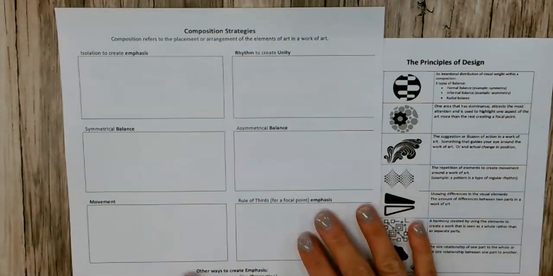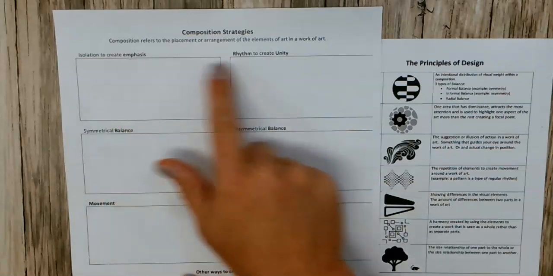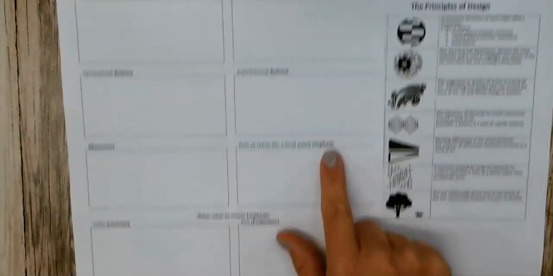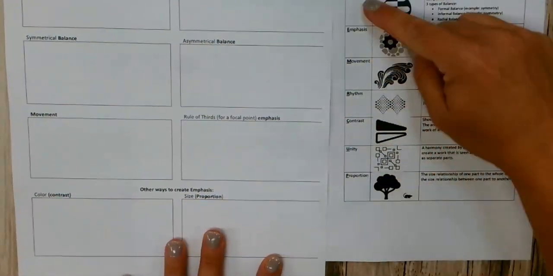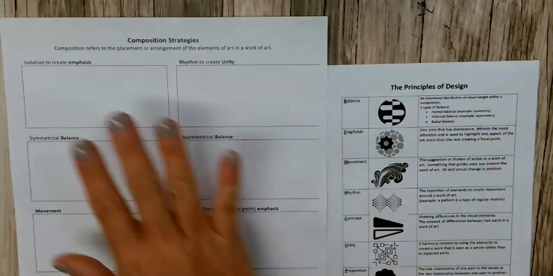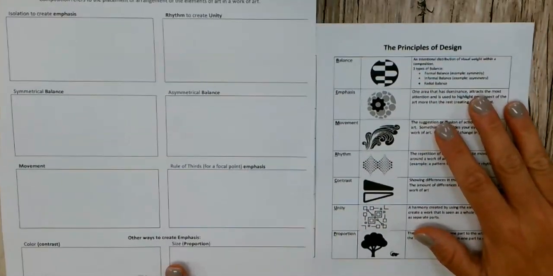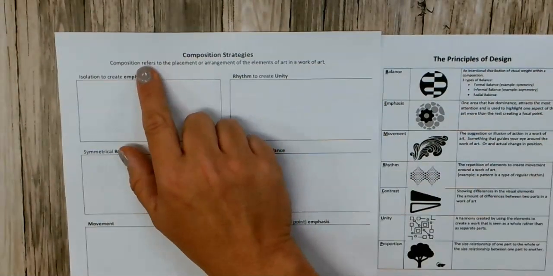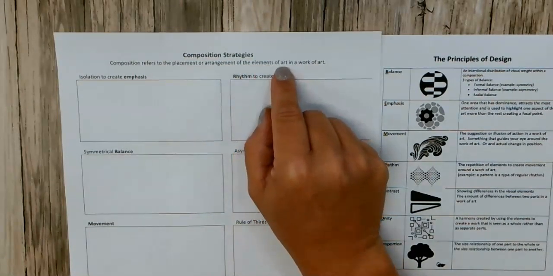The first thing I want you to notice is the bolded words. You'll notice emphasis, rhythm, unity, balance, movement, contrast, and proportion. Those are all principles of design here. And so to understand composition, we need to know the definitions of these things. So you have these written out for you. The other thing is composition refers to the placement or arrangement of the elements of art.